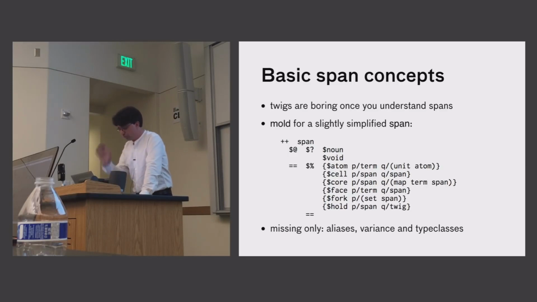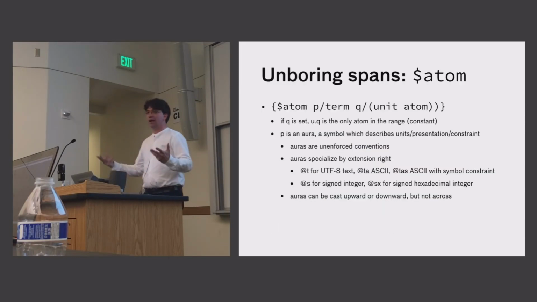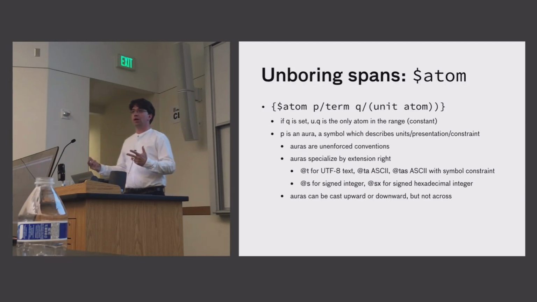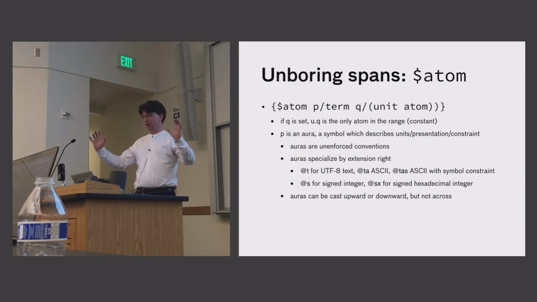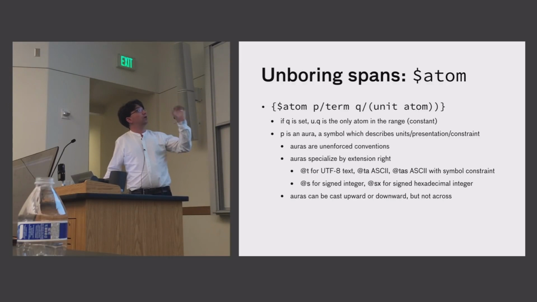So those are the simple ones. Let me get to the non-boring spans, atom and core. So atom is just an atom. Slightly non-boring in that you can say this could be any atom, or you could say this could be a constant. The unit there is Hoon's equivalent of maybe. If that's set, then this is just a constant atom.